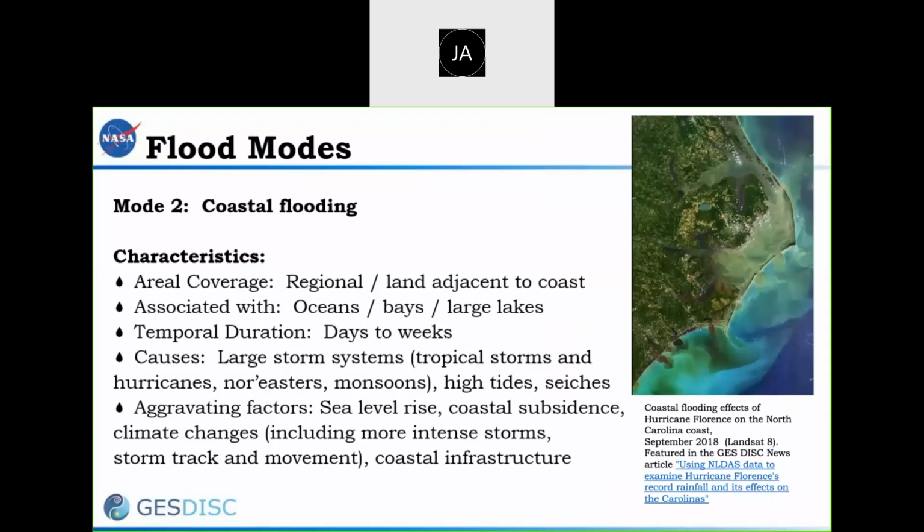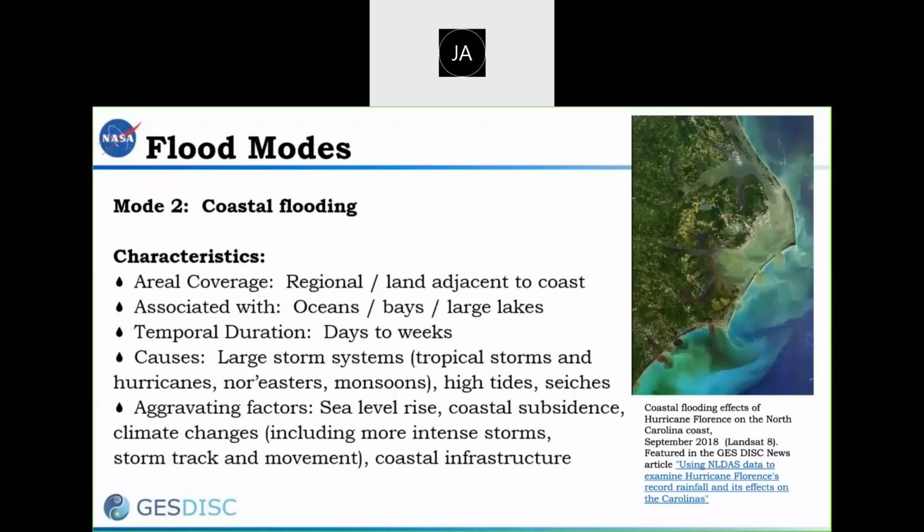And the causes tend to be large storm systems, tropical storms, hurricanes, nor'easters, monsoons, which can also get coastal flooding from high or king tides, and even a seiche, which is a sudden rise of water level in a lake as the water flows from one side to the other. Aggravating factors are sea level rise, coastal subsidence, lowering of ground next to the coast, and climate change. More intense storms are occurring.